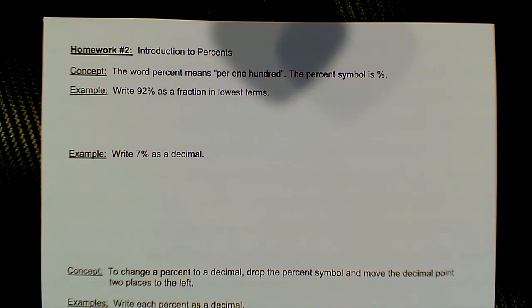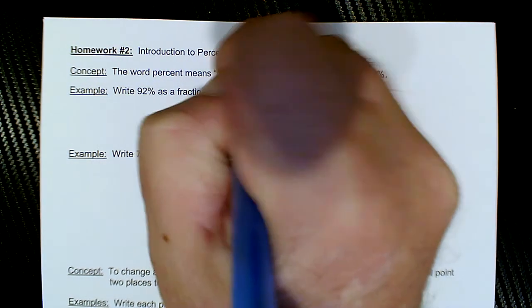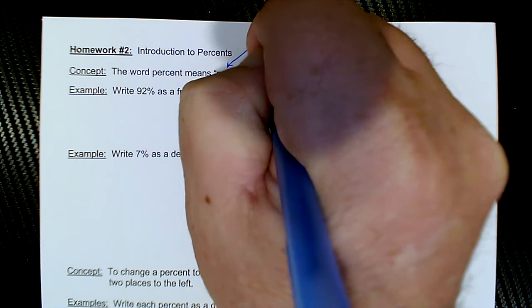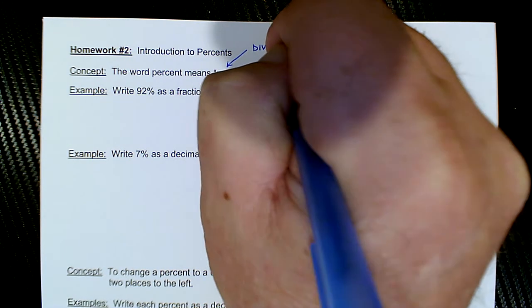Hello everyone. This is homework number 2, an introduction to percents. And we start with the basic definition or concept of a percent. It means per 100. And always remember, per means division. So basically, it means divide by 100.